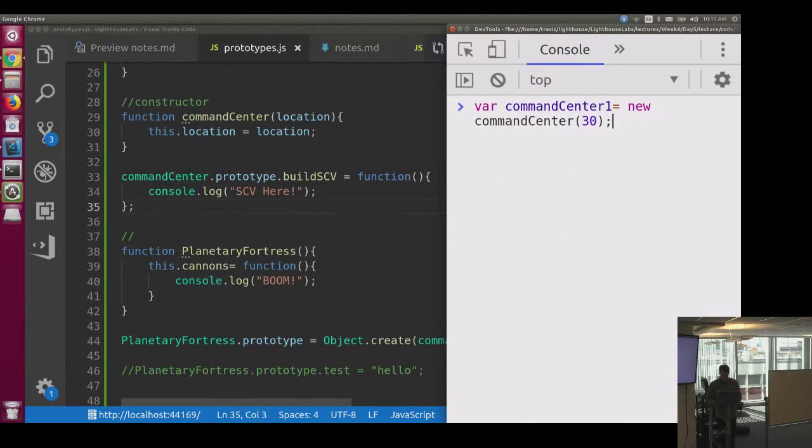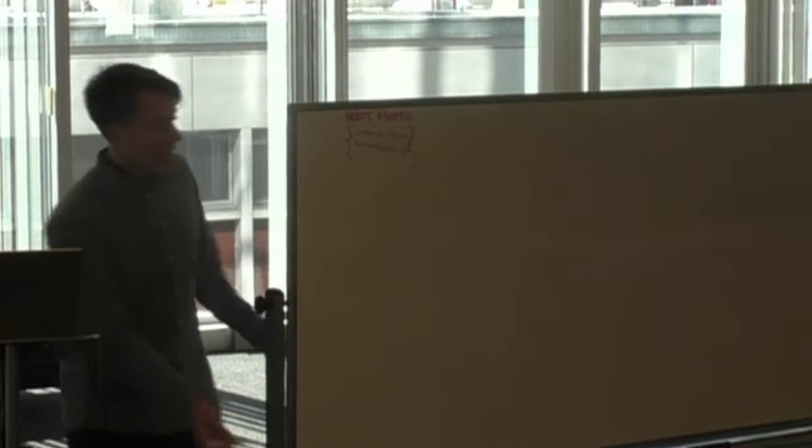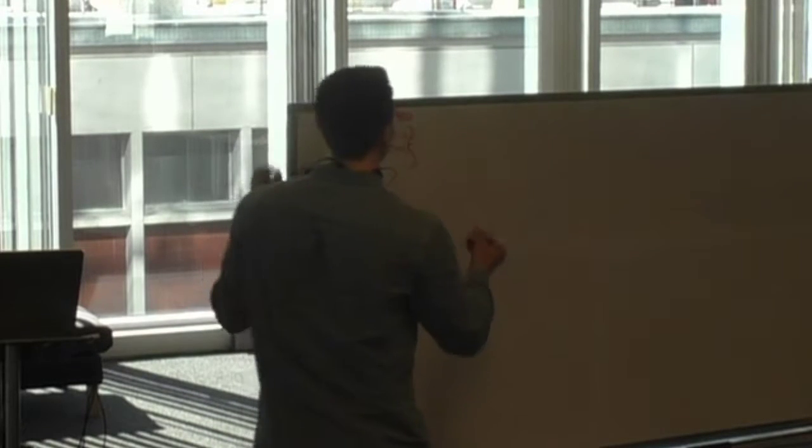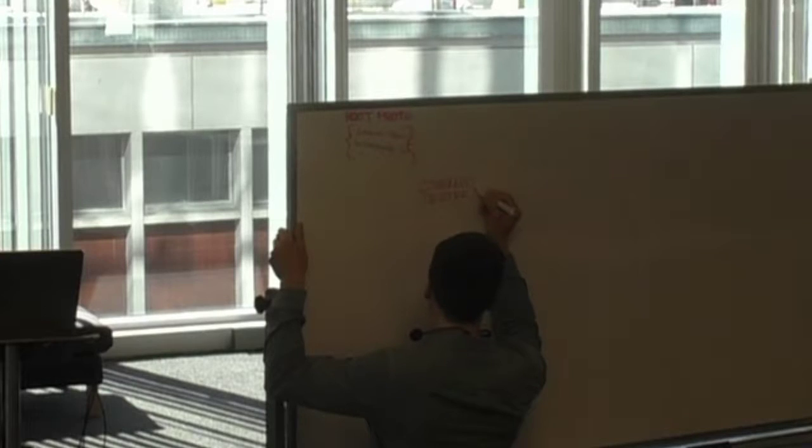So now if we refresh and we make a new command center and we look at that, in the object itself, it only has the location property. But if we look in its prototype, we can see that it has this build SCV function. So right now, we have our root prototype, and then right below it we have the command center proto.